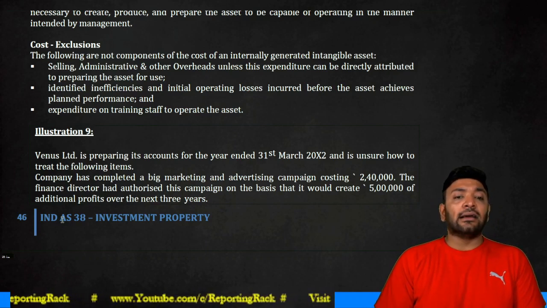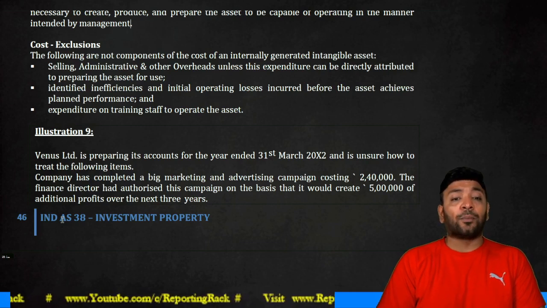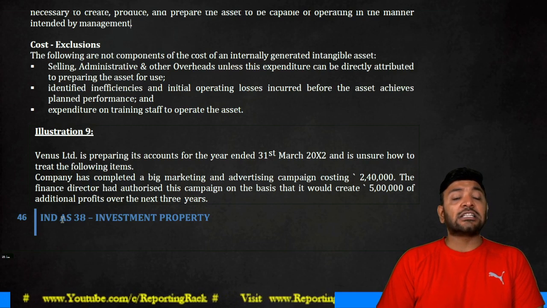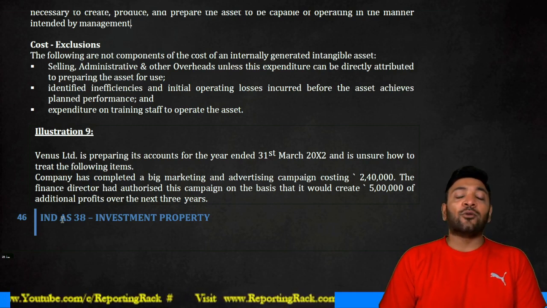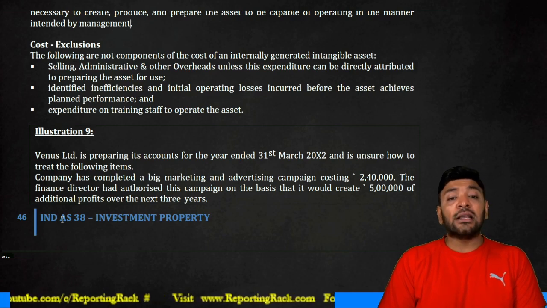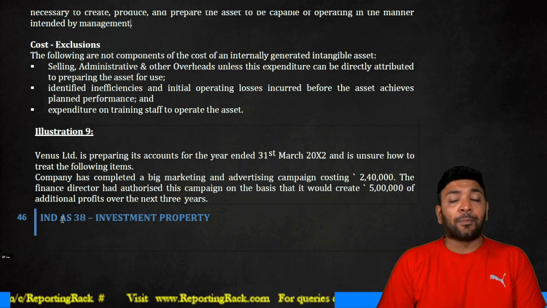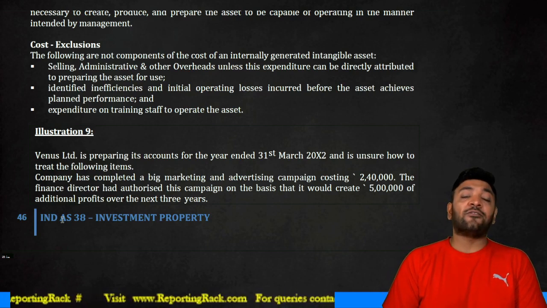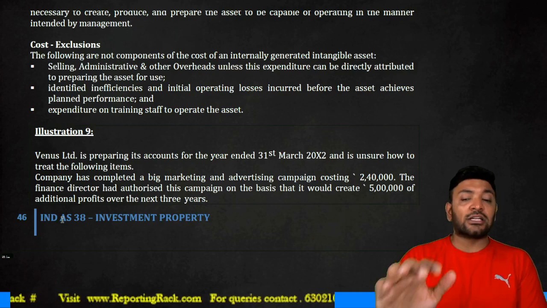The finance director had an authorization that this campaign would create 5 lakh rupees as additional profit for the next 3 years. Irrespective of that, my treatment would still remain the same, even though he is contending that there could be some additional profit due to advertisement campaign. Not an identifiable asset, not supposed to be capitalized, entire 2,40,000 charged to P&L.